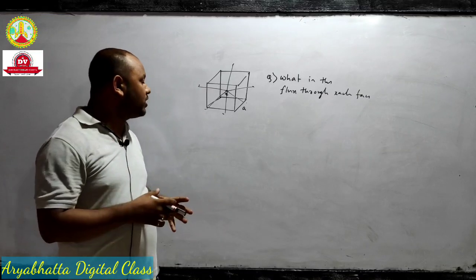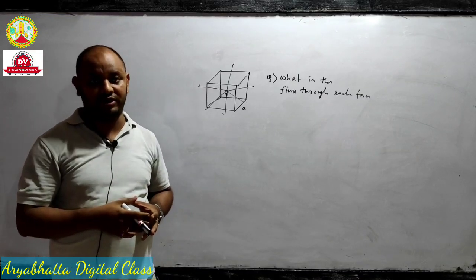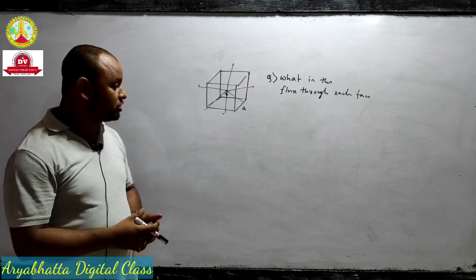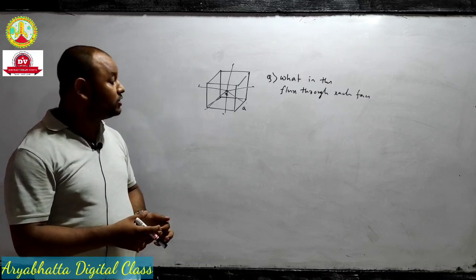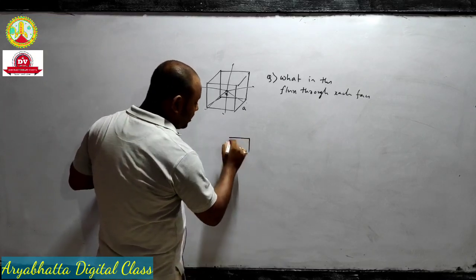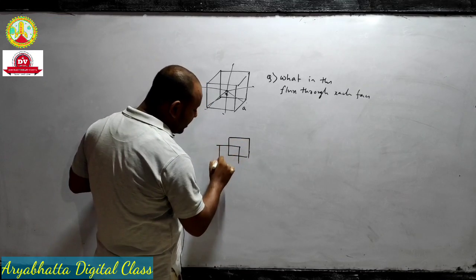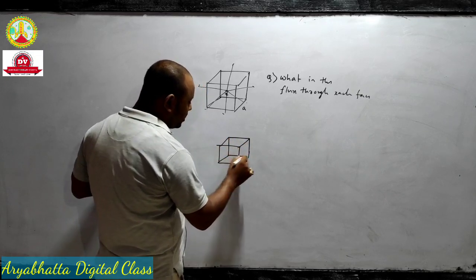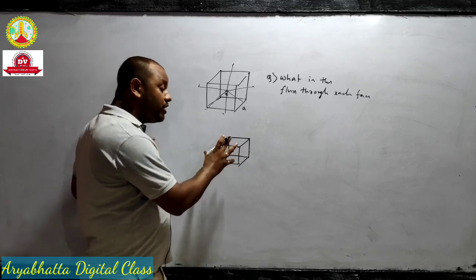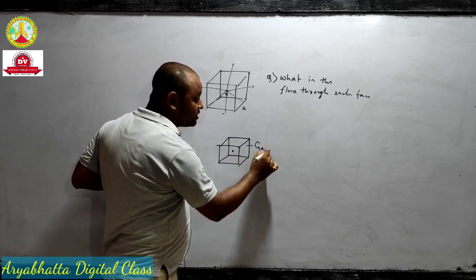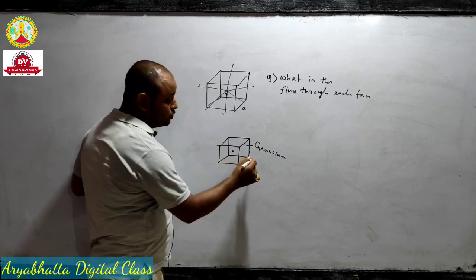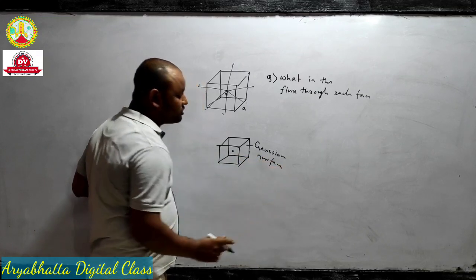How can you calculate the value of electric flux through one face? For this we have to use Gauss's theorem. According to Gauss's theorem, the total flux phi is equal to Q by epsilon naught. This cube can be considered as a Gaussian surface because it is a closed surface. For a Gaussian surface, the surface must be closed.